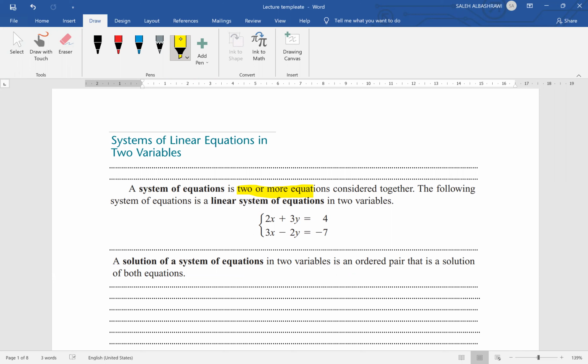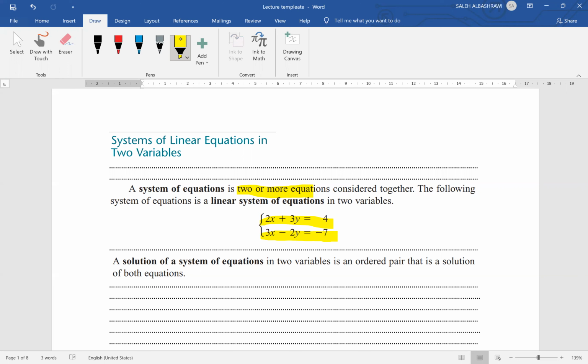For example, this system, which is given by 2x plus 3y equal to 4, and 3x minus 2y equal to minus 7, is a system of linear equations. And we have two variables, x and y. That's why we call it a system of linear equations in two variables. Each equation is a linear equation. These are two equations. If we consider them together, we have a linear system or a system of linear equations.